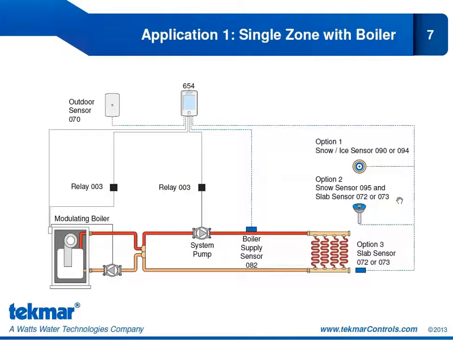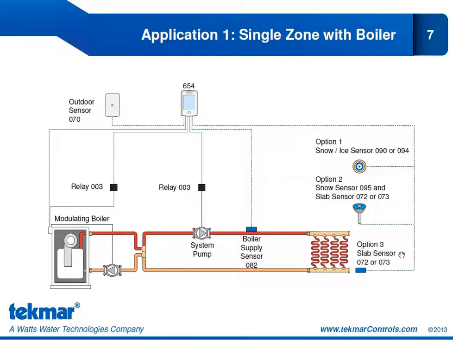Option 2 is the snow sensor 095, and that will operate together with the slab sensor 072 or 073. Now we combine those two as option 2 because we want to make sure that we have slab temperature control. Remember, if we're only using the 095, we will have the automatic start and time stop. However, we have no way of sensing the temperature of the slab. So we combine that with the slab sensor so that we do get that slab temperature control as well.